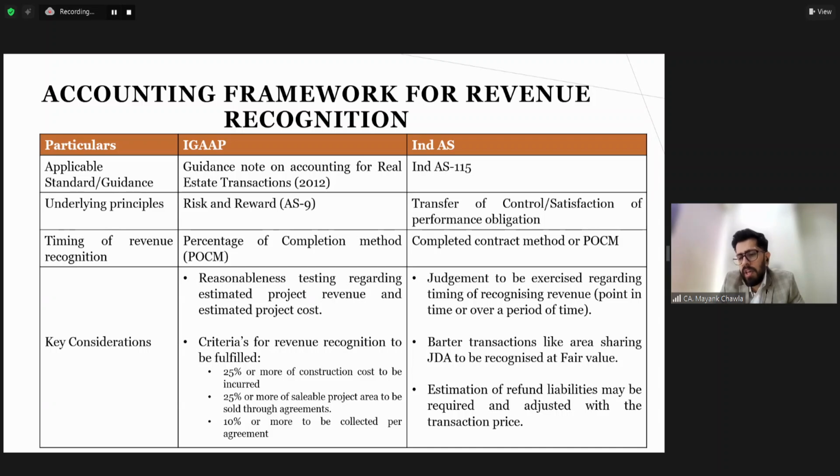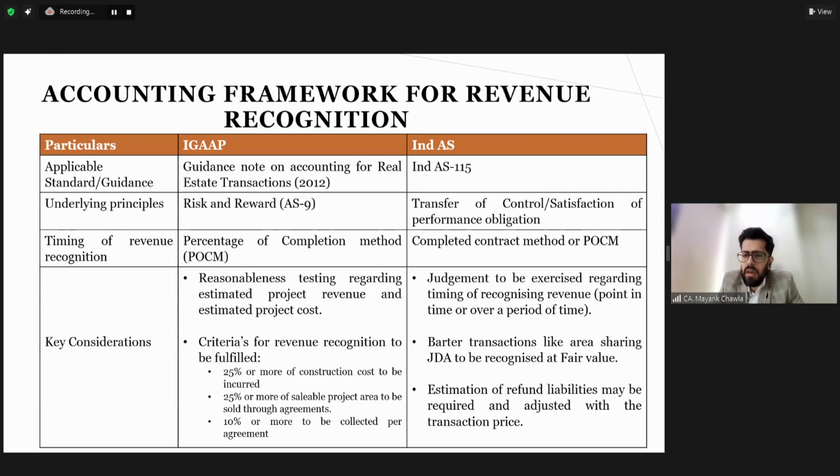Then there are barter transactions which have to be taken care of, as Shiva also covered. There are certain agreements where the landowner is transferring the land rights, and in turn the landowner receives some of the constructed units. Now the service being rendered by the company is a construction service rather than, I would say, a real estate development service. And in turn the developer is receiving land holding rights and the development rights with it. So these transactions have to be grossed up in the P&L and presented at fair value, which was not the case under IGAP because there is no specific guidance around it.